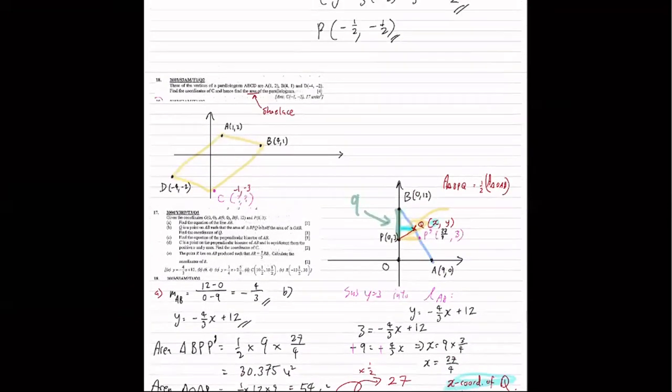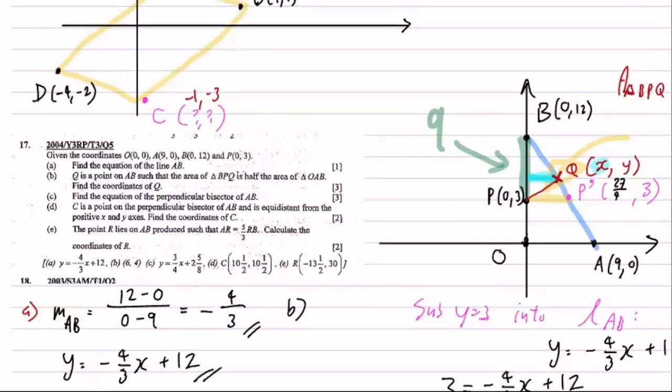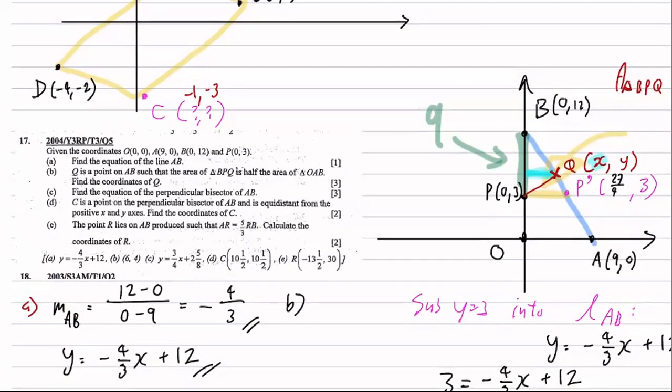Now move on. Part D. C is a point on the perpendicular bisector of AB and is equidistant from the positive x and y axis. Find the coordinates of C. What does this statement mean? Equidistant from the positive x and y axis.